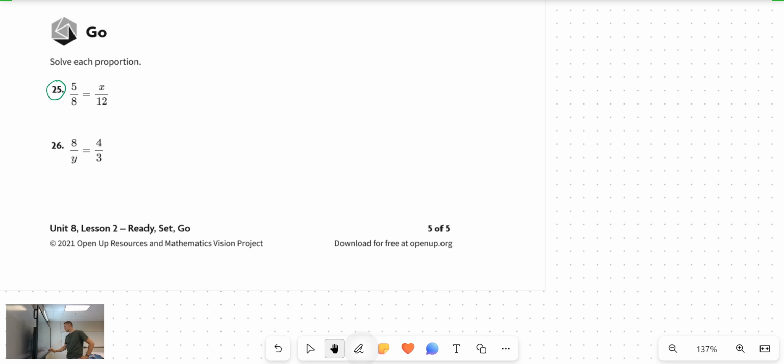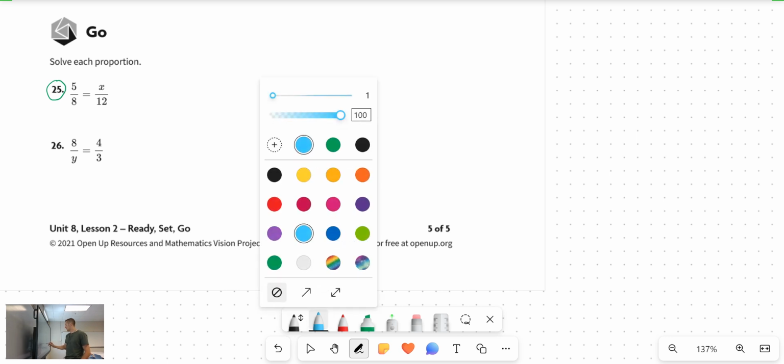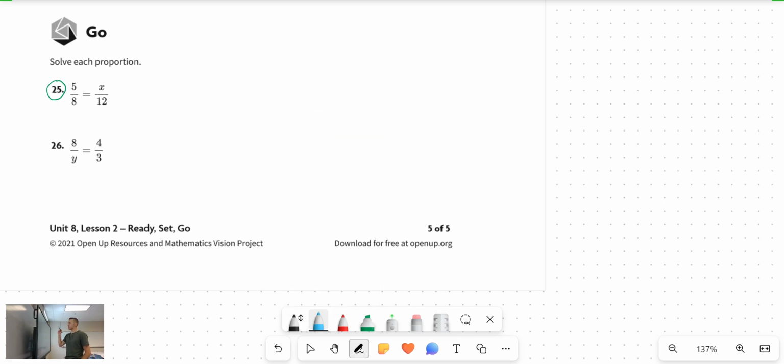All right, well, there is a property called the means extremes property. And that property states, you know what, I kind of like this blue, we're going to keep working in this blue. That property states that if you have two fractions equal to each other, you can do what's called cross multiplying, right? That's the word that gets used a lot, but it's really the means extremes property. But you can sort of simplify.